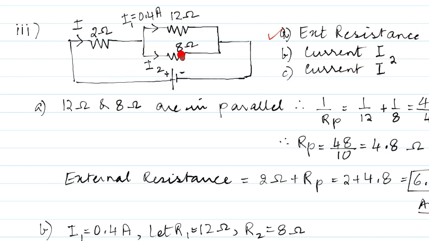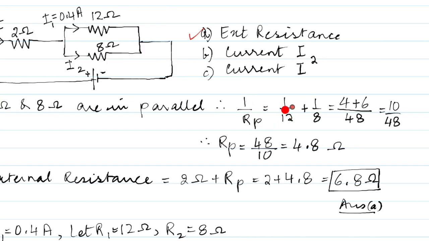So 12 and 8 ohm, they are in parallel. So we use this formula, 1 upon Rp is equal to 1 upon 12 plus 1 upon 8. And the LCM here is, oh, I used 48. I could have used 24 also. But you know why I did this? Because I'll get here 12 fours and 8 sixes, so I'll get 10. So I don't have to reduce this 10 upon 48. So Rp becomes 48 upon 10, that is 4.8.